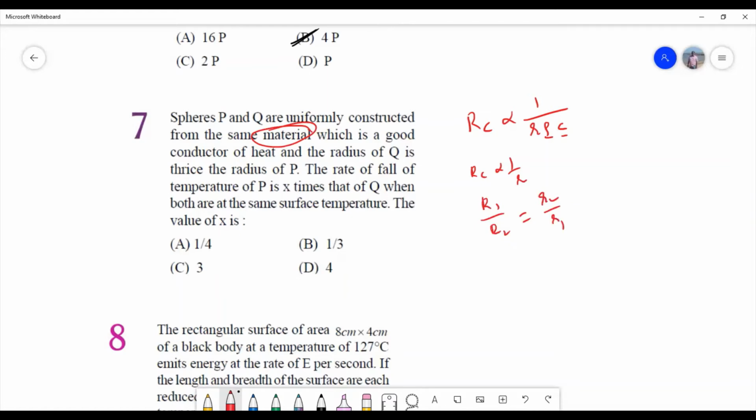Here one question is given. The rate of fall of temperature of P is x times that of Q. So given that R1 is equal to x times R2. And one more thing is given. The radius of Q is 3 times the radius of P. And given that R2 is equal to 3R1.